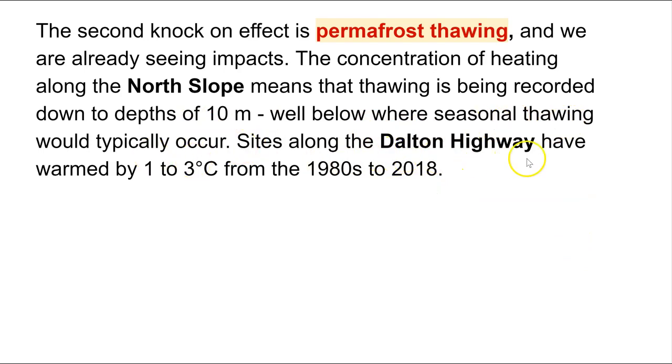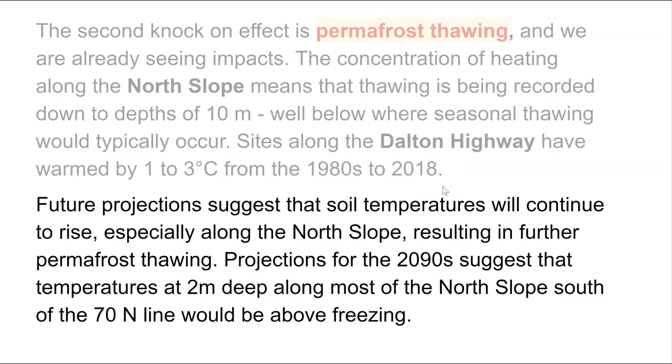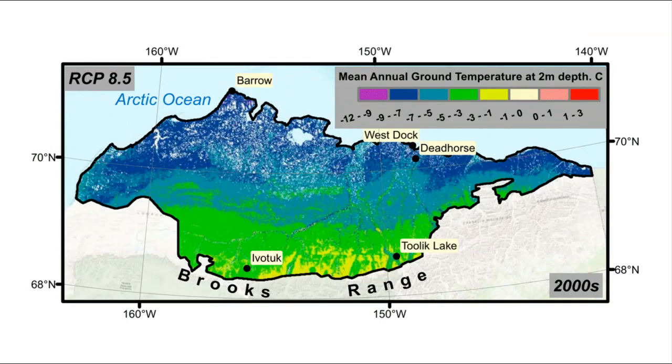Here's a particular example. Dalton Highway warmed by 1 to 3 degrees between the 1980s to 2018. Further projections suggest that soil temperatures will continue to rise, especially along the North Slope, resulting in further permafrost thawing. Here's projections for the 2090s, suggesting that temperatures at 2 meters deep along most of the North Slope would be above freezing. That's crucial. If they're above freezing, then they will no longer be permafrost.